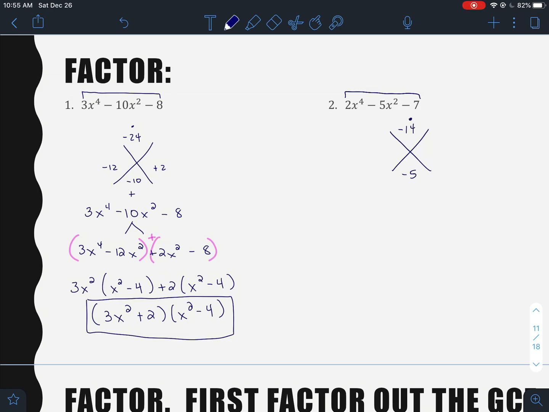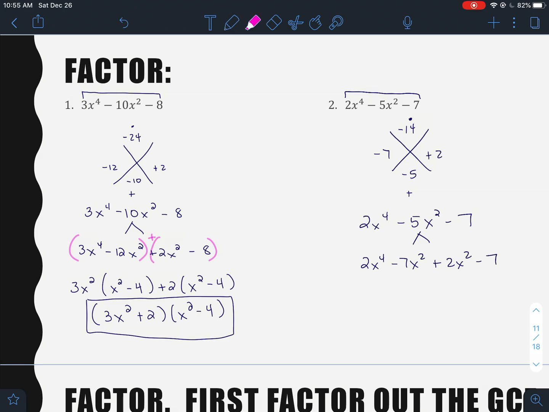All right, 2 times negative 7 is negative 14. So can you find two numbers that when you multiply them, you get negative 14, and if you add them, you get negative 5? That'd be negative 7 and positive 2. So 2x to the fourth minus 5x squared minus 7.